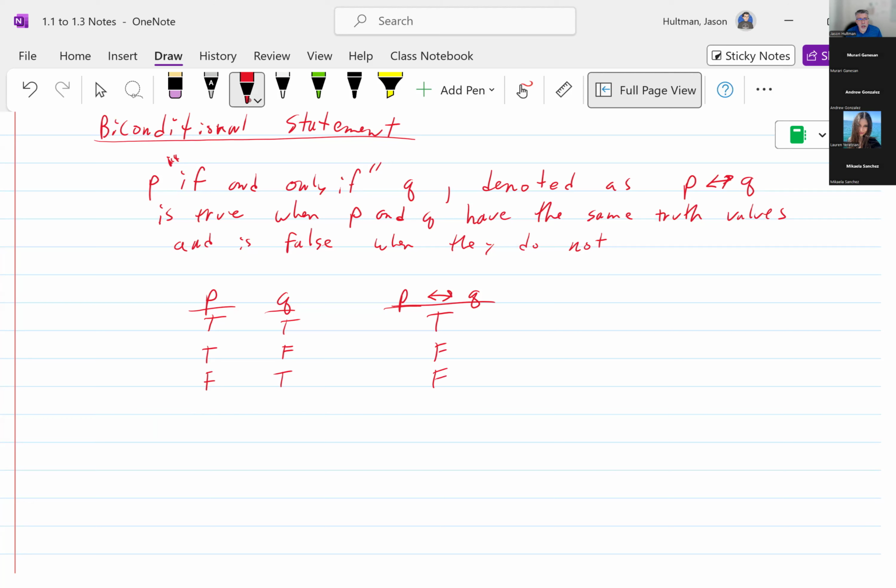Q implying P would give me a false result. It doesn't matter that a false implies true gives me a true result. It's the fact that it's an and statement. They've got to both be true, or they have to both be false. False implies false, that is actually true. They're identical then. P implies Q, false implies false, true. P goes to Q, true statement. Q goes to P, true statement. They're both true, true.